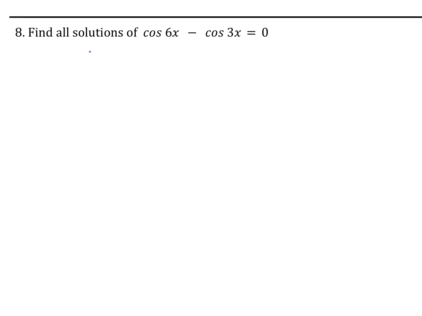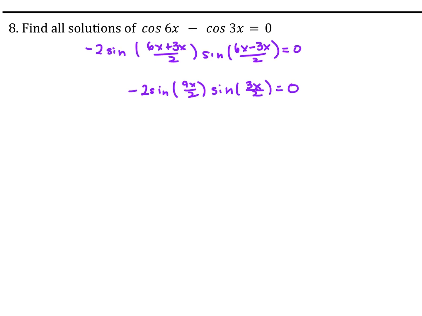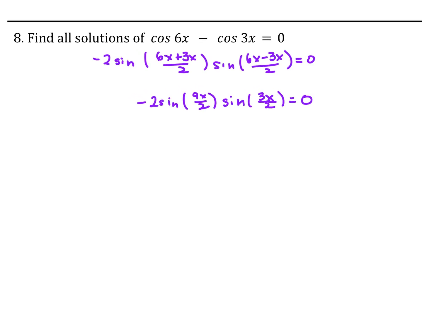That is negative 2 sine of (6x plus 3x) over 2 times sine of (6x minus 3x) over 2 equals 0. So we simplify: negative 2 sine of 9x over 2 times sine of 3x over 2 equals 0. So we're looking at a multiple angle situation here. What we want to do is separate using the zero product property so we can solve for each.